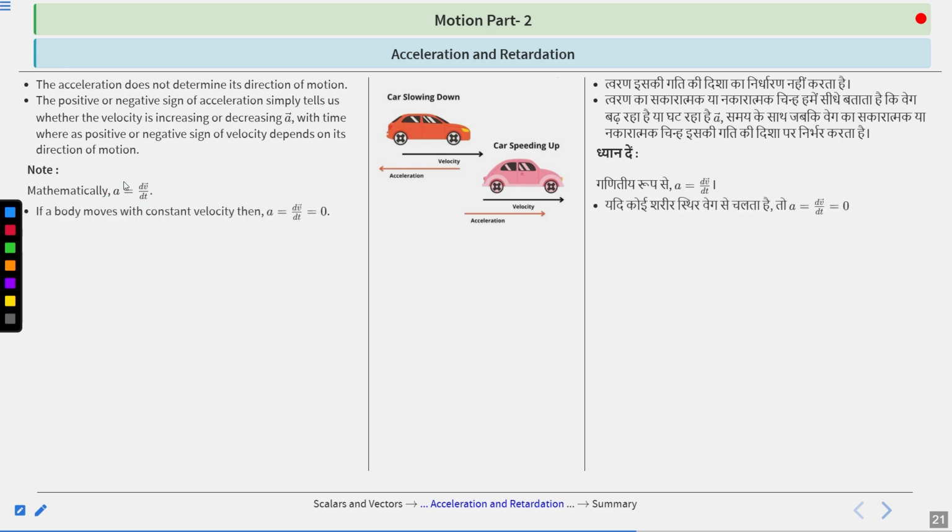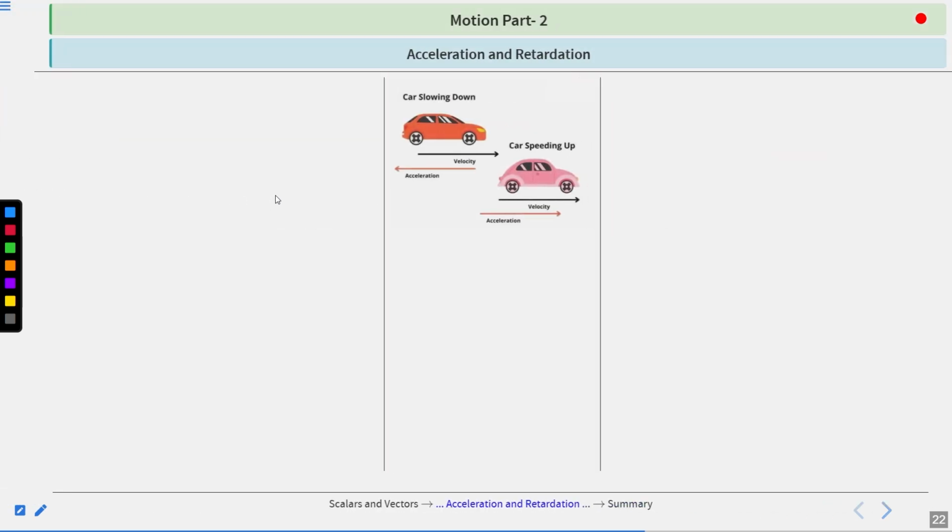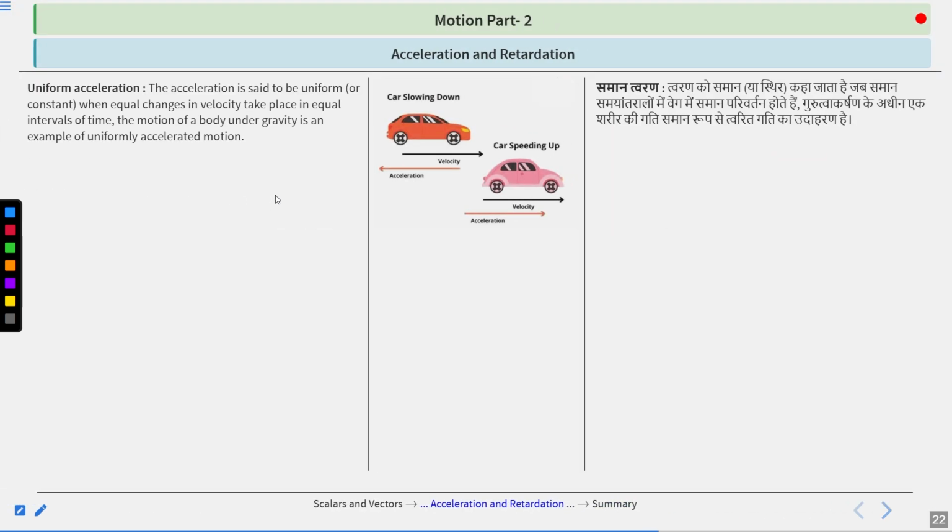If a body moves with constant velocity, then a is equal to zero. Thus, in uniform motion, acceleration does not exist. Uniform acceleration: the acceleration is said to be uniform or constant when equal changes in velocity take place in equal intervals of time. The motion of a body under gravity is an example of uniformly accelerated motion because the change in velocity is equal in equal intervals of time.